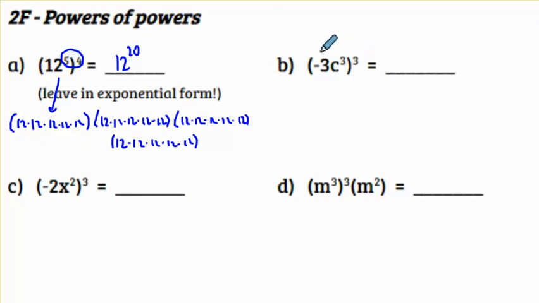For this one, we need to deal with the coefficient separately from the variable. So this is going to be negative 3 to the third power, and then we'll have c to the third power. So kind of envision it like this. We would have c times c times c times c times c times c times c times c times c. So we multiply those exponents and we get c to the ninth power.